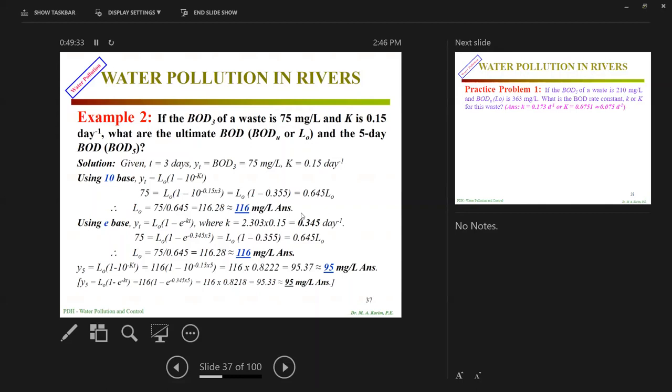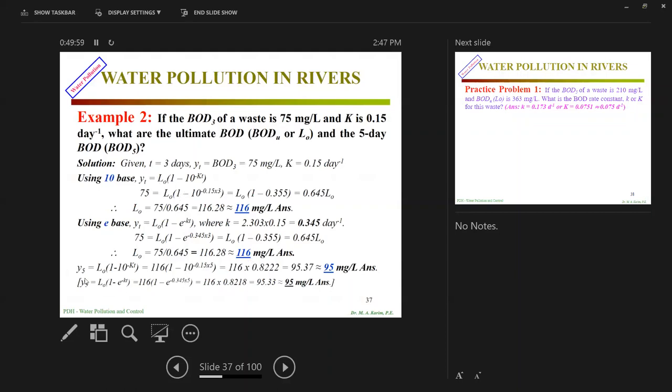Same thing I can use as an e base. E base means I have to convert the capital K into small k. The small k is equal to 2.303 times capital K, right? We discussed it. If I do that, I get small k is 0.345. Then I have to use the e base equation. So I got the same thing, right?